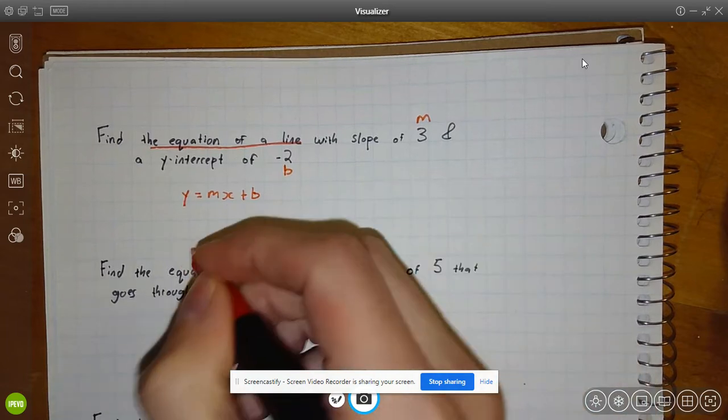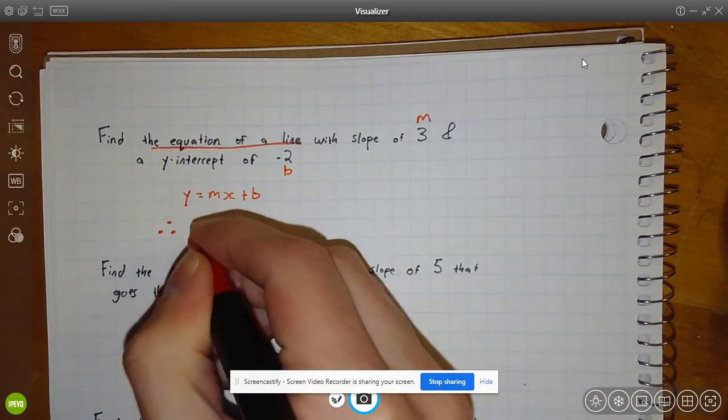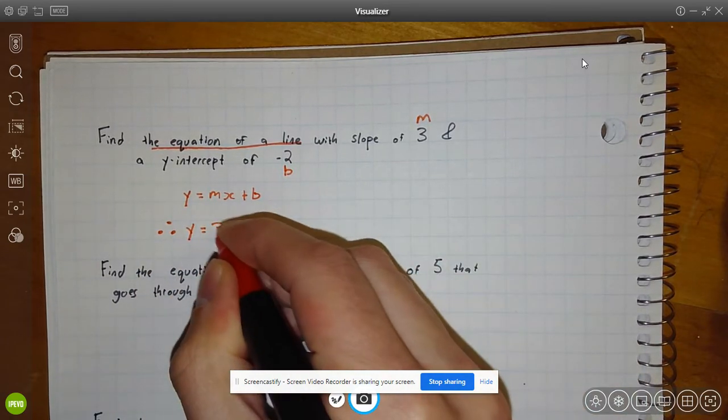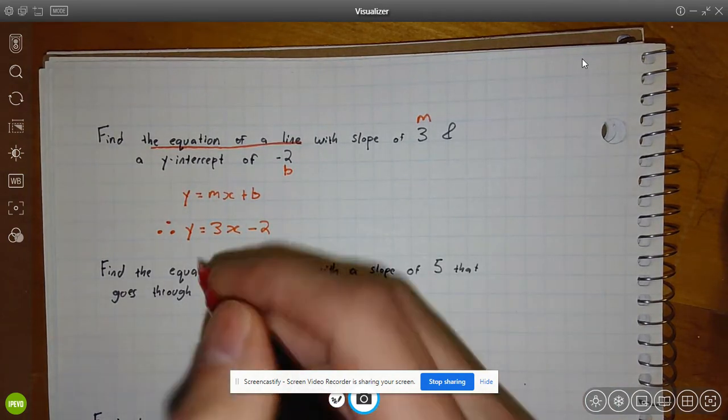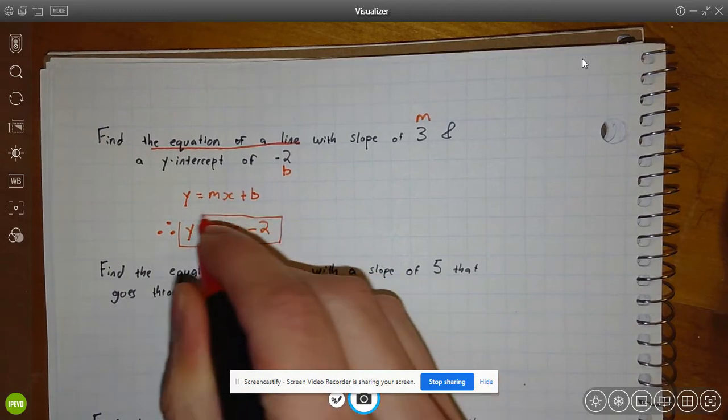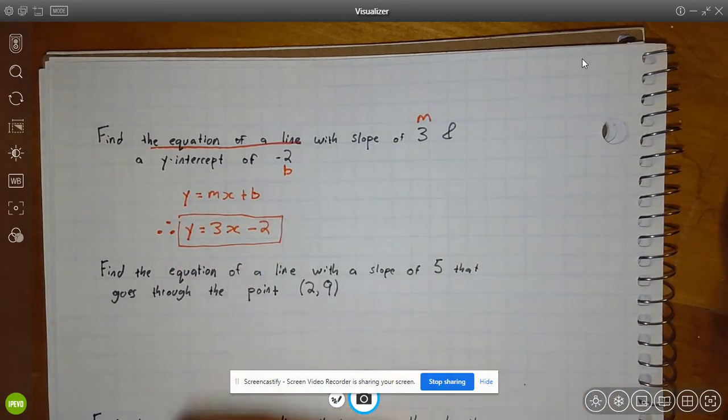That's b. So right away, I could say that the equation of my line is y equals 3x minus 2, because b is -2. So I've already found the equation of the line. I'm just plugging in m and b. I already knew those from the question. So that's pretty straightforward, but it kind of tells you the idea of what we're going to be working on in this lesson.